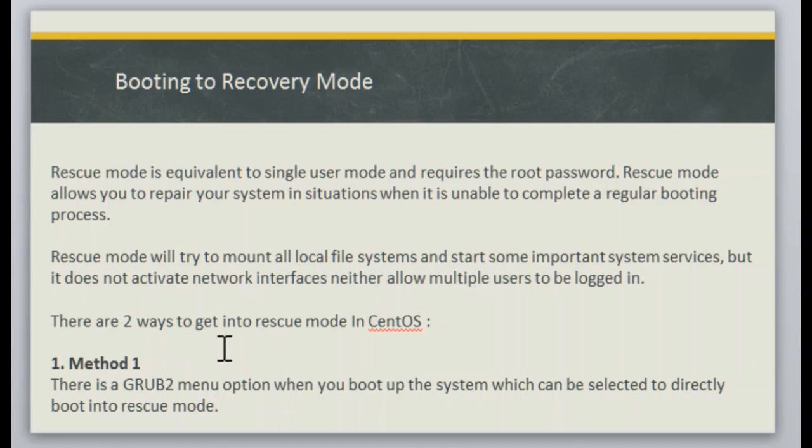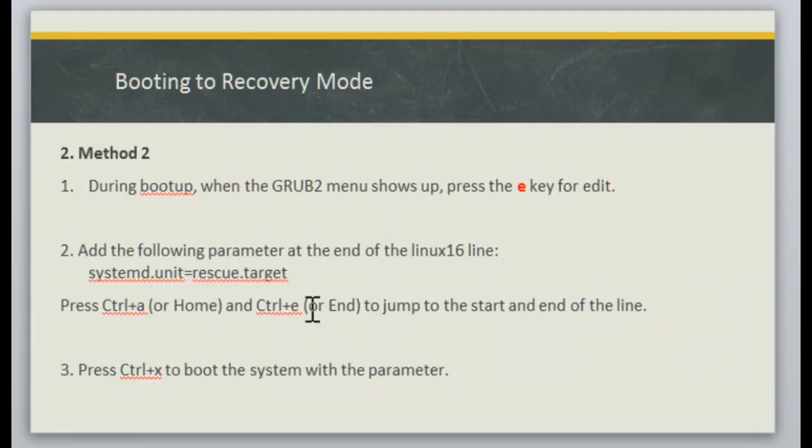So there's two ways to get into rescue mode in CentOS. First one is there is a grub2 menu option when you boot up the system, which can be selected to directly boot into rescue mode. Typically, you're not going to have this luxury. So instead, we're going to look at method 2, which is during boot up, when the grub2 menu shows up, press the E key to edit it, okay?